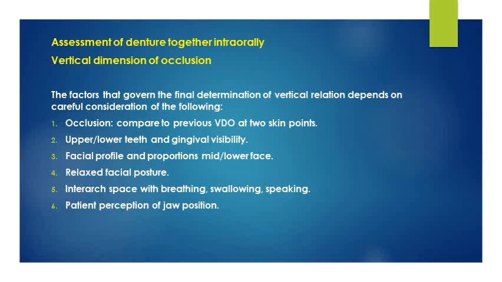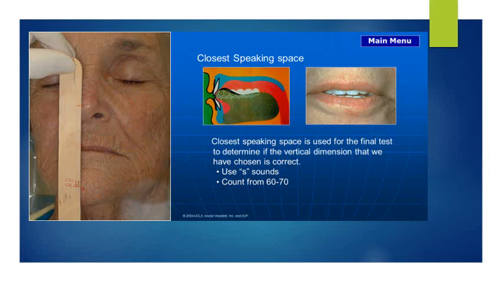Also, the upper and lower tooth and gingival visibility is very important, whether more tooth is visible or not. Facial profile and support are very important. The relaxed facial posture is very important. There is no tension in the face. Inter-arch space with breathing, swallowing, and speaking methods, and patient perception of jaw position. This is what I said before about making a ruler with two points, one on the nose, one on the chin, and making the measurement.